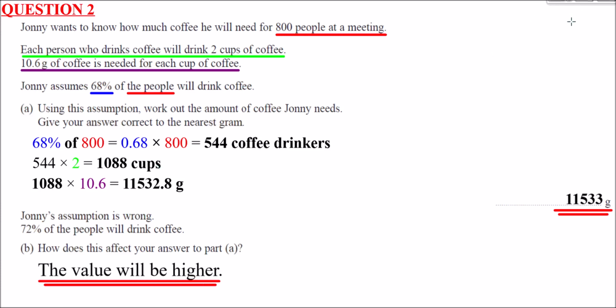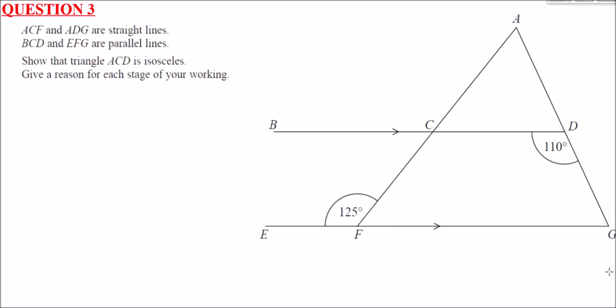Let's have a look then at question 3. So ACF and ADG are straight lines. BCD and EFG are parallel lines. Show that ACD, this triangle here from A to C to D, is isosceles, and give a reason for each stage of your working.